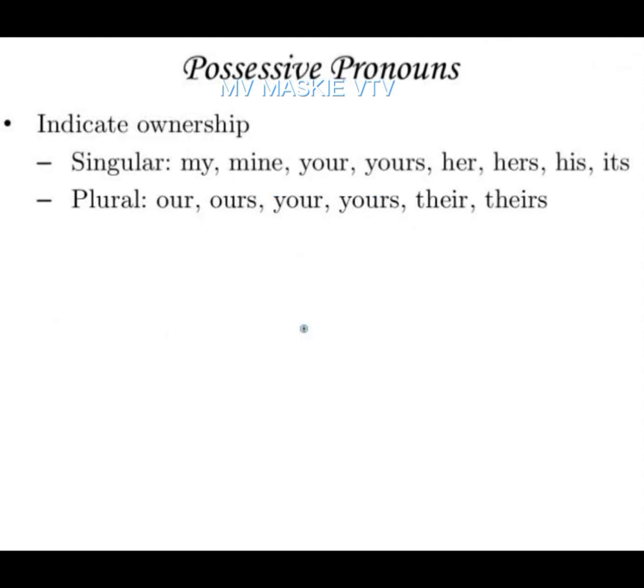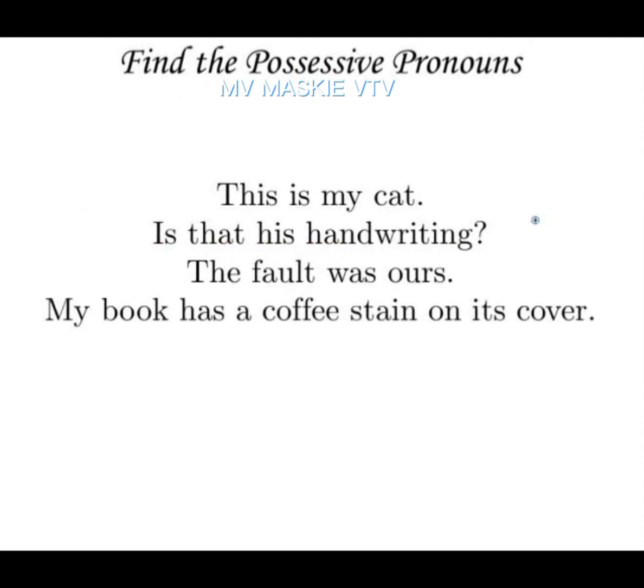All right, possessive pronouns. These have a very specific function. Possessive pronouns indicate ownership or possession. Now they come in singular and plural, just like personal, and they're related. So singular, we have my and mine, your and yours, her and hers, his and its. Now the plural, our, ours, your, yours, their, and theirs. Let's look at some examples.